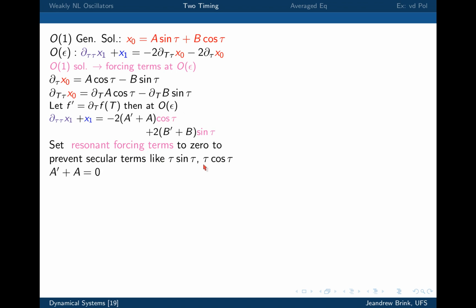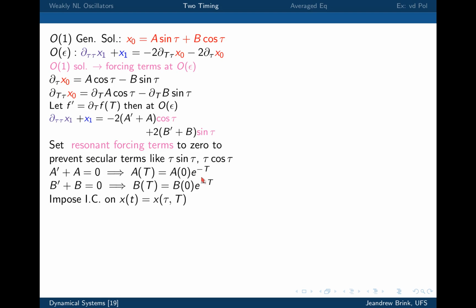Okay, so we have a prime plus a equals 0, and we can immediately solve this. So we basically have a of our slow time is just e to the minus big T times a constant. And similarly, we have the same thing there. So we solve this, and we have that b of the slow time is just b0 times e to the minus T. Okay, and that looks better because remember when we were using the regular perturbation theory, we observed that the actual solution had this decaying envelope. So we are in fact getting back our decaying envelope, which is nice.